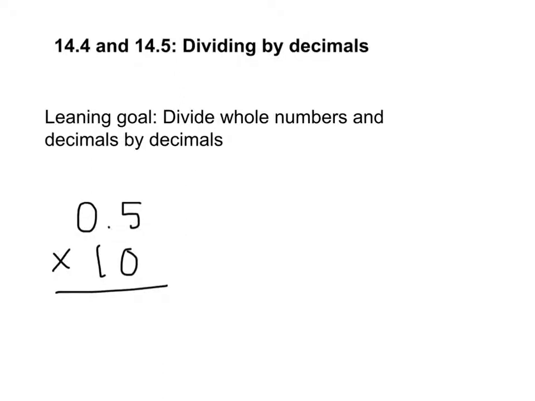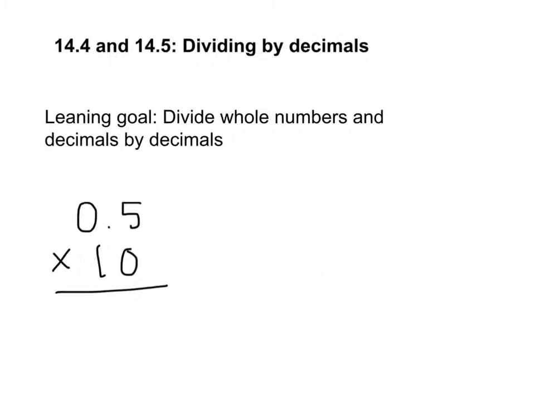Okay, today we are talking about Chapter 14, Lesson 4, and Lesson 5. We are going to talk about dividing by decimals. Yesterday we talked about what happens when you divide by a whole number and you get a decimal answer, yes? But today we're going to actually divide by the decimal, okay? Yesterday our divisors were all whole numbers, but today they will be decimals. Make sense? Our learning goal, of course, is to divide whole numbers and decimals by decimals.